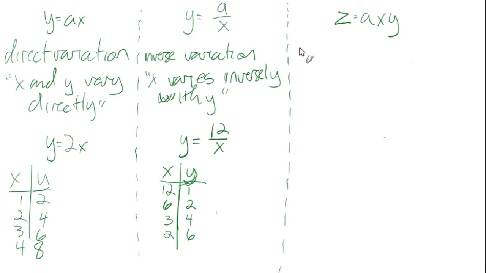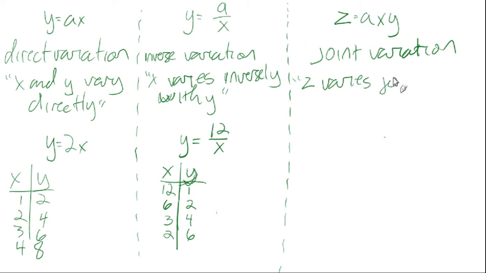This we would call joint variation. We would say in this case, z varies jointly with x and y. Z varies jointly with x and y because as x and y do their thing, they're going to affect z, and it's going to be a joint kind of situation.